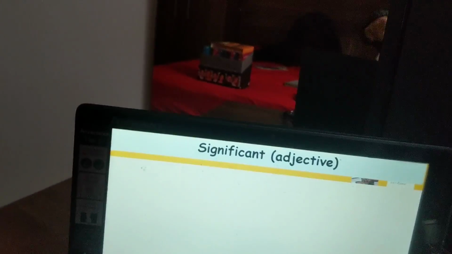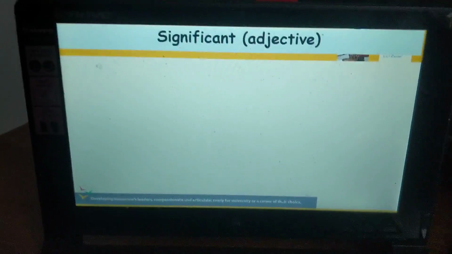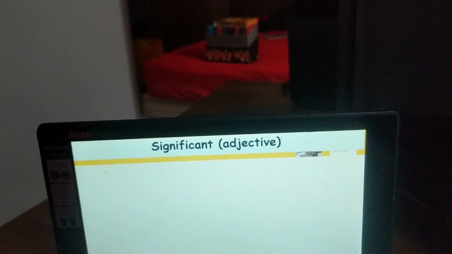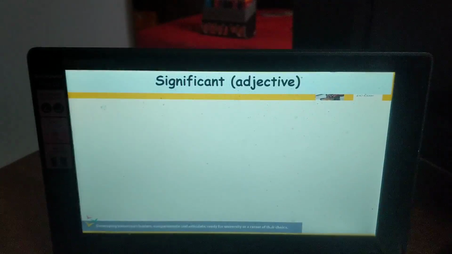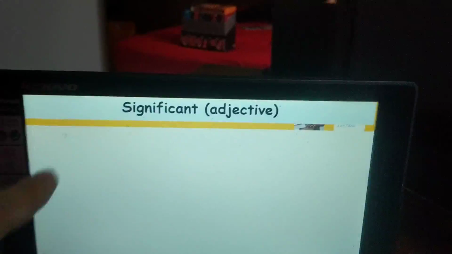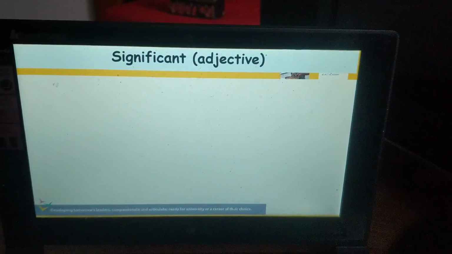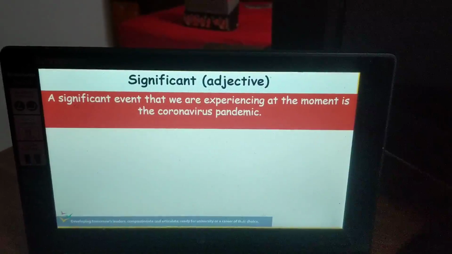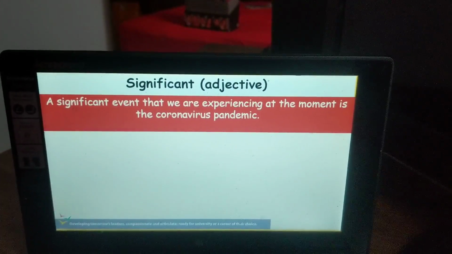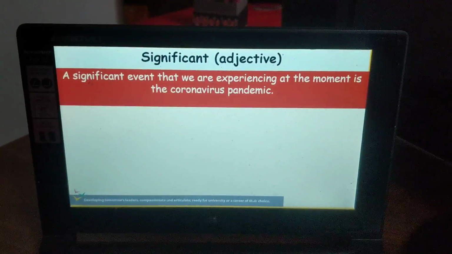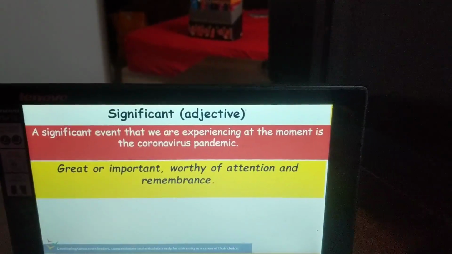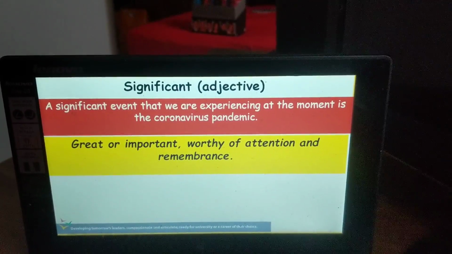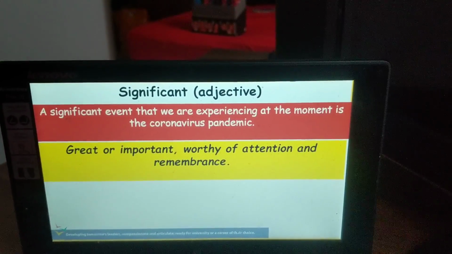Before we look at why it was significant, we need to understand what the word significant or significance means. Significant is an adjective. A significant event that we are experiencing at the moment, unfortunately, is the coronavirus pandemic. That's a sentence using the word significant. So what does significant mean? Significant means great or important, worthy of attention and remembrance.